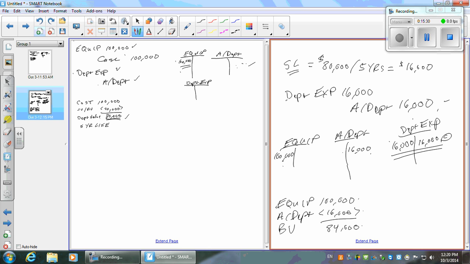What I'm going to dispose of it for at the end. Right? That's it. It might be nothing, right? You might just throw it away. It could be zero. It could be just scrap value, or it could be a sales price that I estimate I'm going to sell it for at the end.